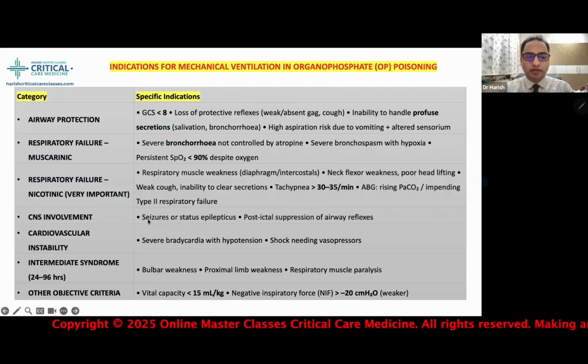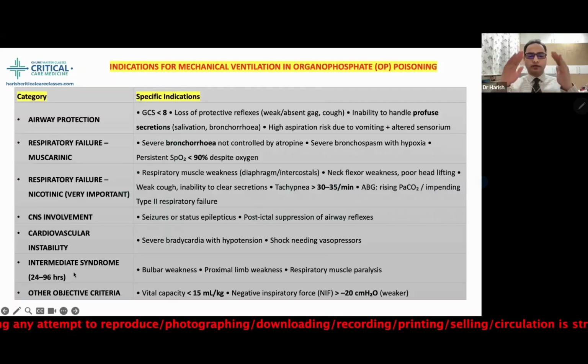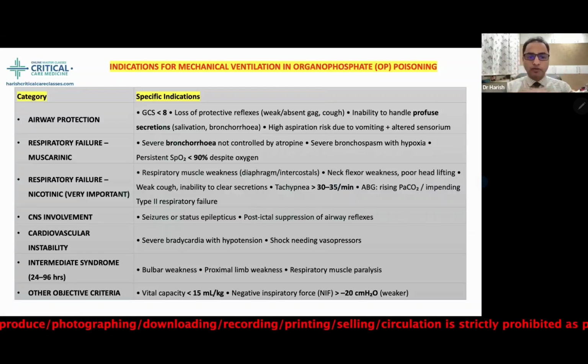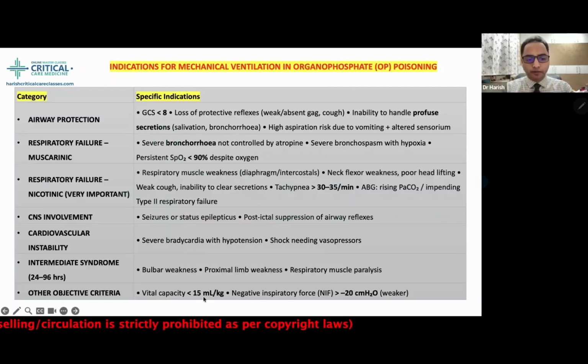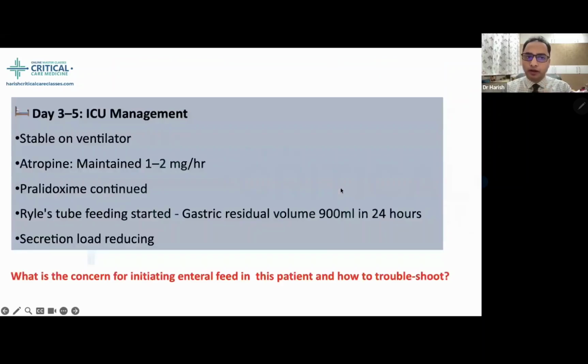Cardiovascular instability: some OP can have severe bradycardia with hypotension and they are requiring a vasopressor for shock. In that scenario, you can take a call on intubation. Or later, if they have intermediate syndrome with bulbar weakness, proximal limb weakness, respiratory muscle paralysis and all. The objective criteria: vital capacity less than 15 ml per kg or negative inspiratory force more than minus 20 centimeter of water suggests intubation and mechanical ventilation.